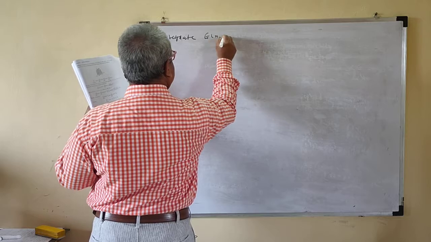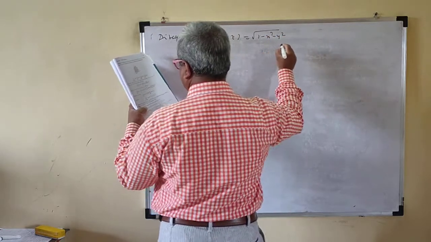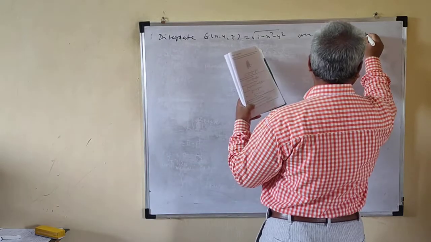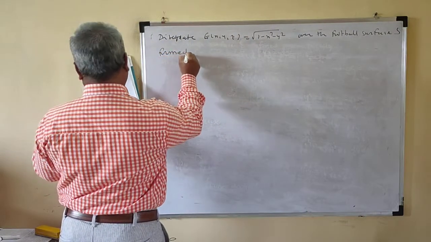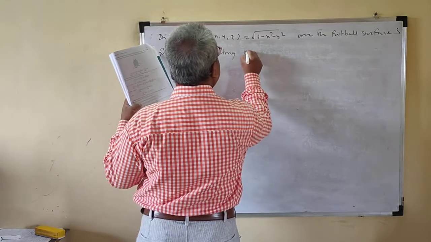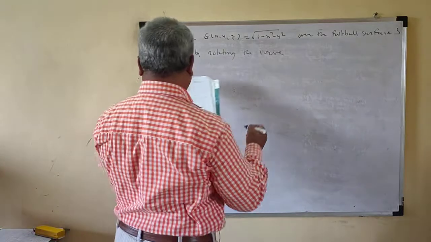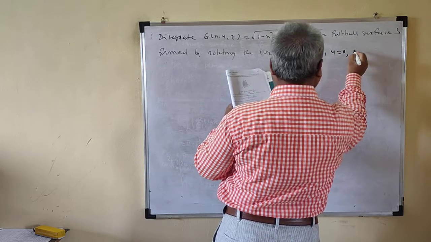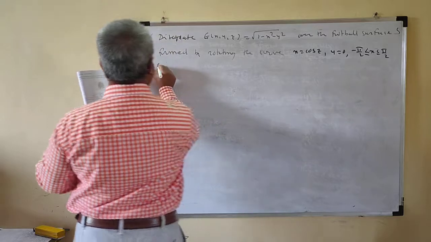Integrate g of x y z is equal to root of 1 minus x square minus y square over the football surface S formed by rotating the curve x is equal to cos z, y is equal to 0, minus pi by 2 less than z less than pi by 2, around the z axis.